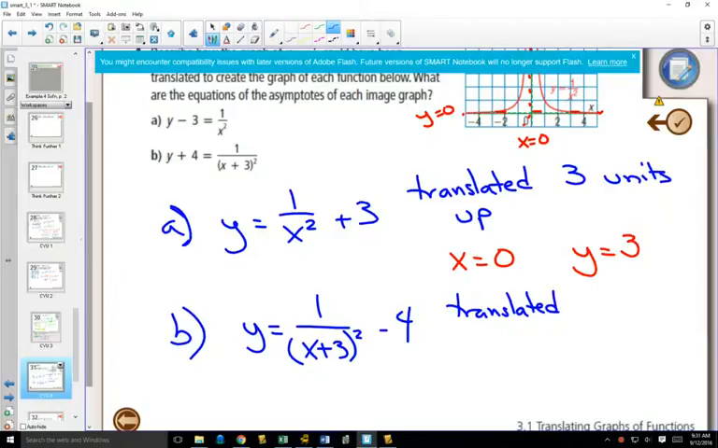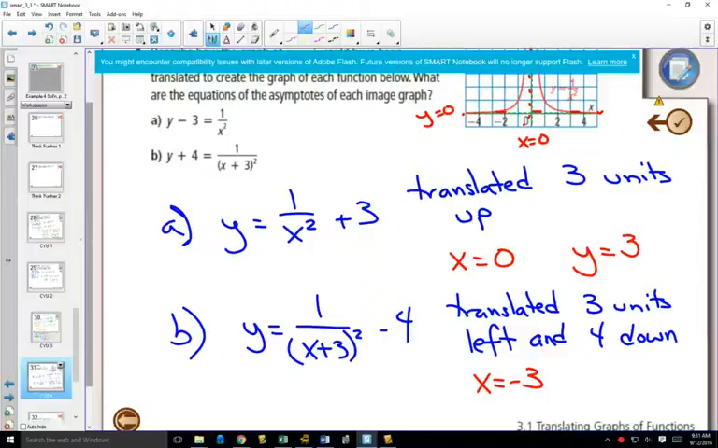So that plus 3 is going to move it 3 units to the left. And the minus 4 is going to move it 4 down. So 3 to the left will change our vertical asymptote from 0 to minus 3. And 4 down will change our horizontal asymptote from 0 to minus 4.